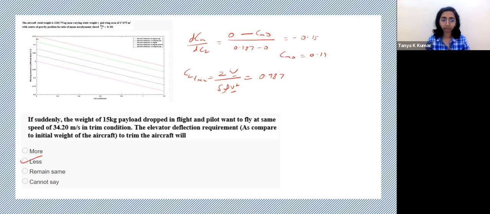So if you reduce the weight in flight, the elevator deflection required to trim at the same CL at the same velocity would be less. If you're trimming at the same CL, then it would be the same thing, okay? Since they've said trimming at a velocity, that's why your CL trim changed. The CL trim is the same, the elevator deflection is the same. Okay.